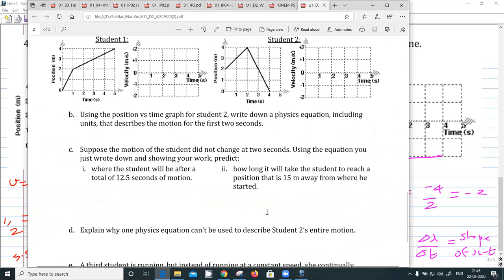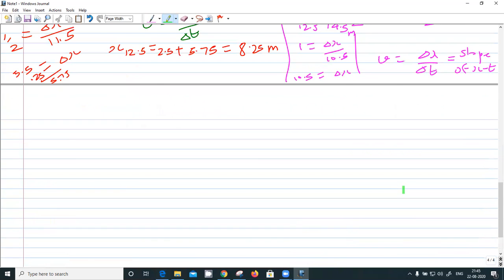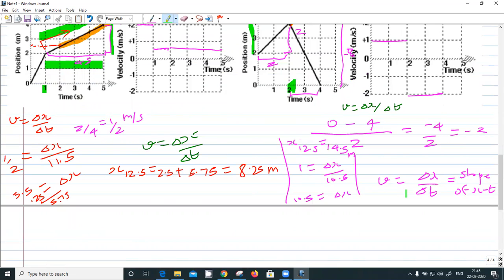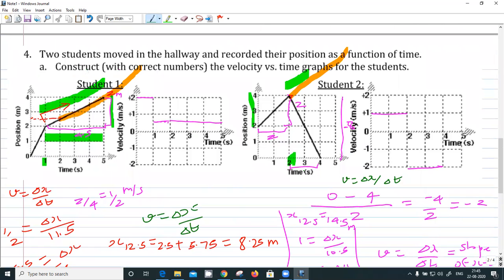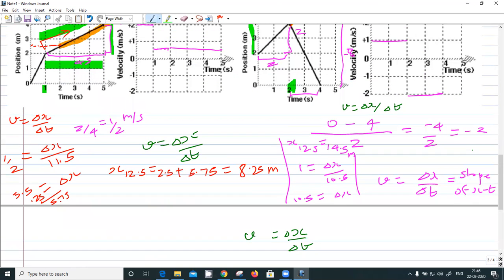How long will it take the student to reach a position? That is, how much time it will take for the student to reach 15 meters, right? So here x is given as 15. Velocity is delta x by delta t. Velocity is 1, right, for the full part. So when it is 15?